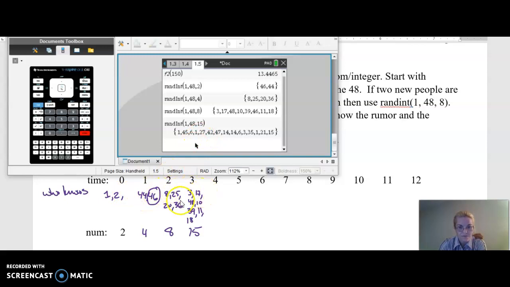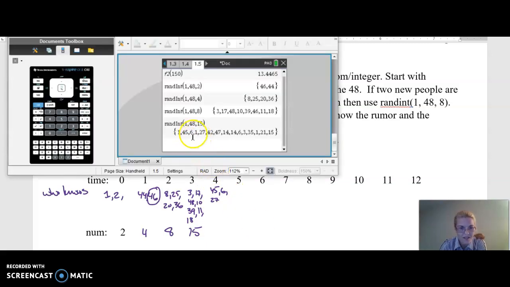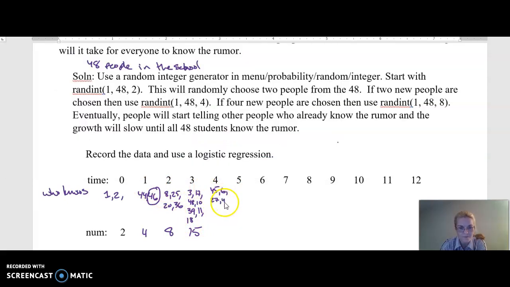27, that's new. So I've got 45, 6, 27, 42. 45, 6, I've already forgotten. 45, 6, 27, 42, 47. 47 hasn't been listed yet, so I've got 42 and 47.